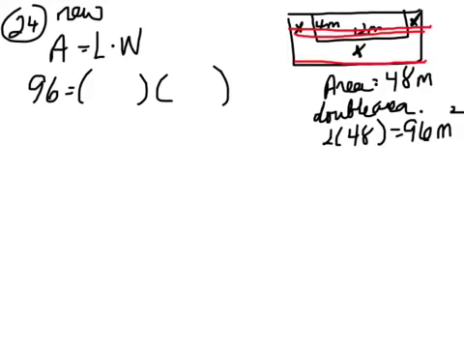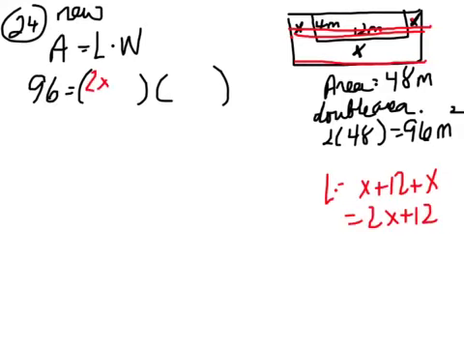It was initially 12, and then I had an x on this side and an x on this side. So my whole length here would actually be x plus 12 plus x, which is really 2x plus 12. So for my length, I'm going to call that 2x plus 12.